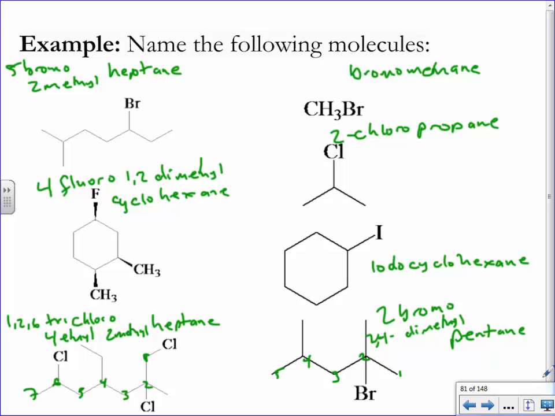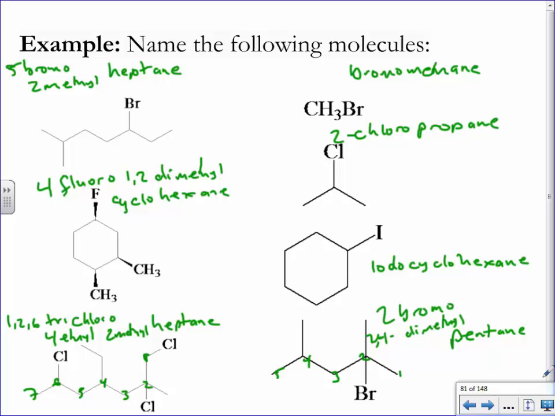So this top one up here has 1, 2, 3, 4, 5, 6, 7 in a row. The lowest numbering scheme is most important though. So you could either go 1, 2, 3, 4, 5, 6, a 3 and a 6 branch, or from the other direction you could go 1, 2, 3, 4, 5, which is why I went that way, because a 2 and 5 is better than the 3 and 6. Okay, and in terms of first, bromine is alphabetically before methyl groups, so that's how I got the 5-bromo-2-methylheptane.